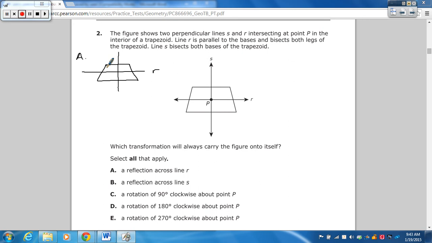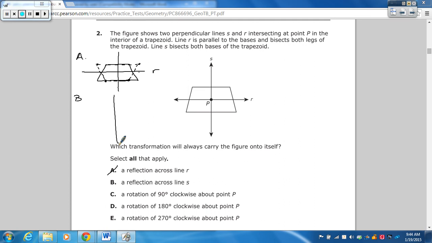Across line R, what that means is that this length here is going to be equal but in the opposite direction. So I'm going to drop it down. That point will be right there. This point, equal but in the opposite direction, right there. Equal but in the opposite, up here. Equal but in the opposite, up here. So the new image is right there. Now, is that the exact same? Is it mapped right back onto the original image? And it's not. So as a result, letter A is not a possible answer for this problem.